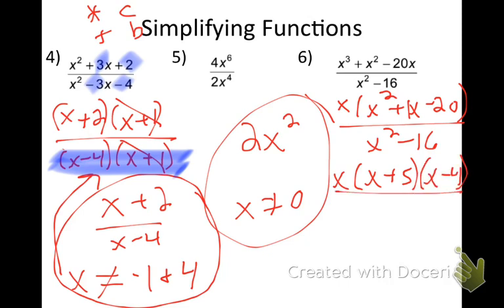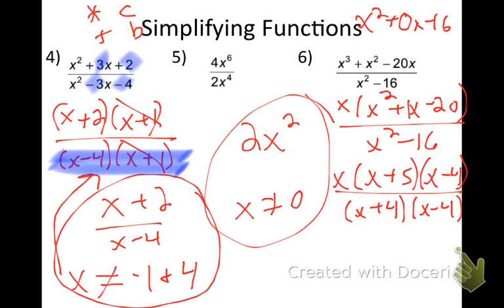Now x squared minus 16. That's like saying x squared plus 0x minus 16. That's the difference of squares. So what two numbers multiply to get negative 16 but add to get 0? That would be 4 and negative 4. So I get x plus 4 and x minus 4. You have that memorized? Good work.